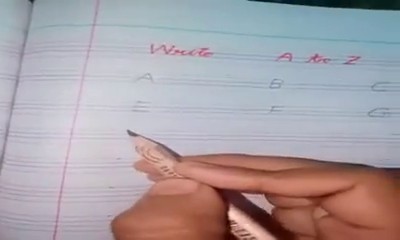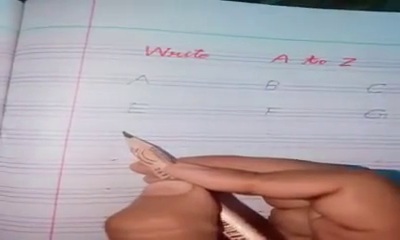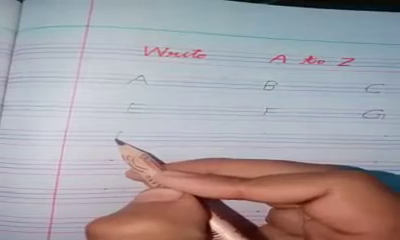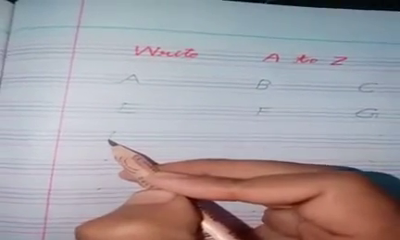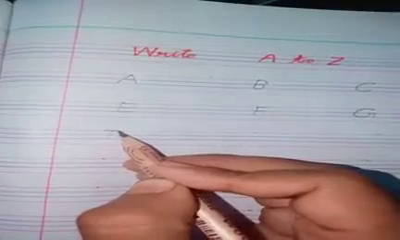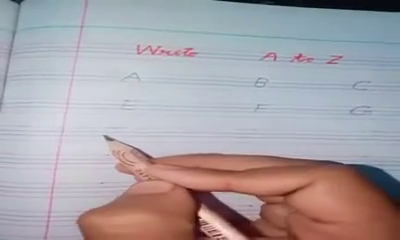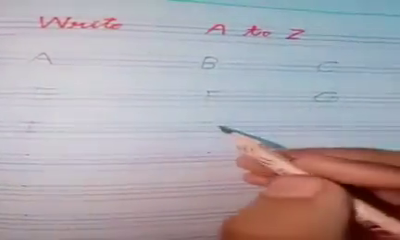H after I. Capital I. Start from the top. Make one standing line down like this. Make two sleeping lines, one at the top and the other sleeping line at the bottom like this. This is capital I.